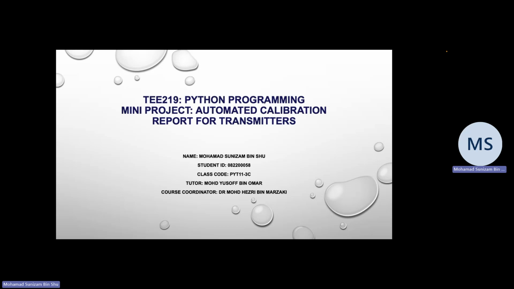Muhammad Hazvi bin Mazaki. The reason I chose automated calibration report for transmitters for my mini project is, as I usually do manual records for my calibration works for transmitters at my workplace. So sometimes we lose the record, and in the long run, we will lose the historian for the calibration work done for the transmitters.